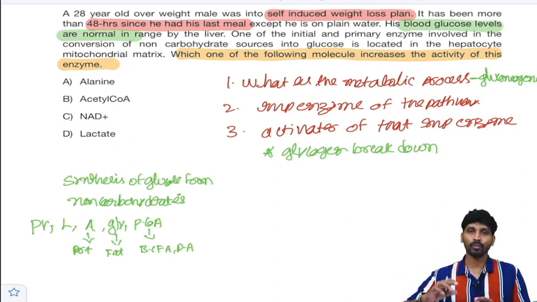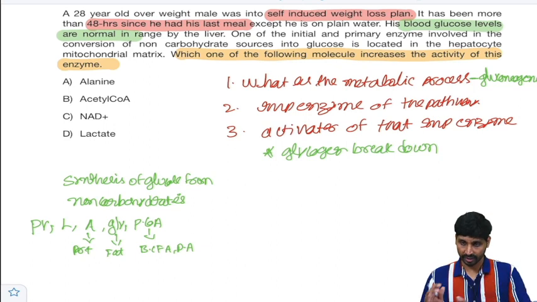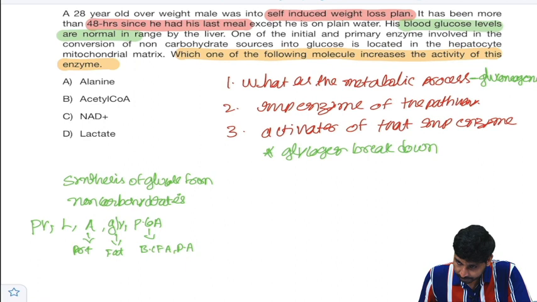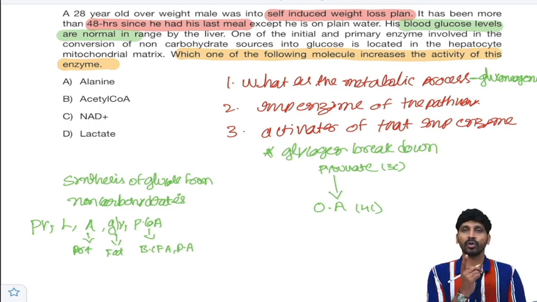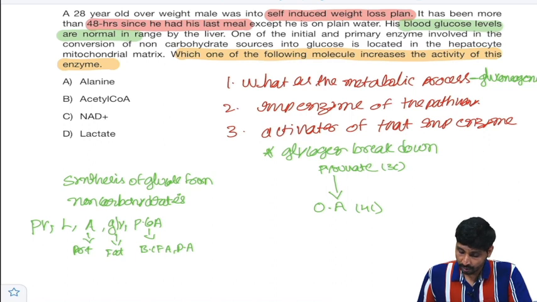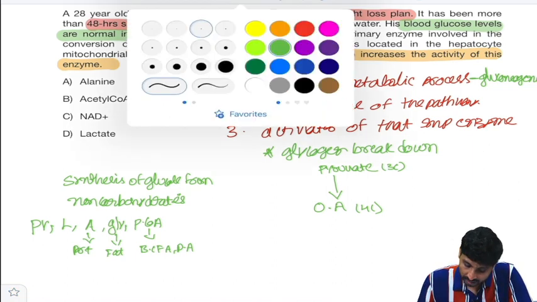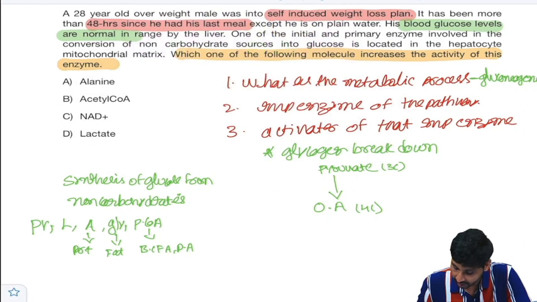So now we will see what the important enzyme involved in gluconeogenesis is. First, pyruvate, a 3-carbon compound, will be converted to oxaloacetate, which is a 4-carbon compound. How is it possible? Here the first enzyme of gluconeogenesis comes into action, that is pyruvate carboxylase. Remember, the enzyme is pyruvate carboxylase.